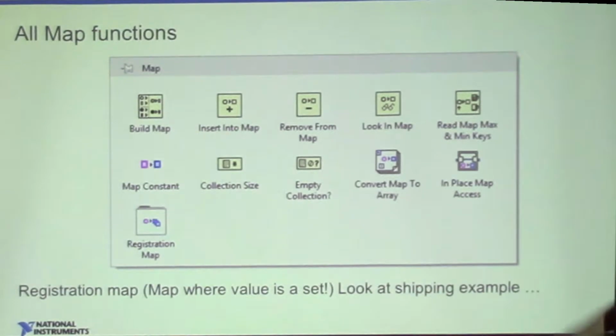And the registration map, that's a useful thing. You just look at the shipping examples. It's a map where the value is a set. And it's a cute little application. I'm not going to go into that because I didn't write it.